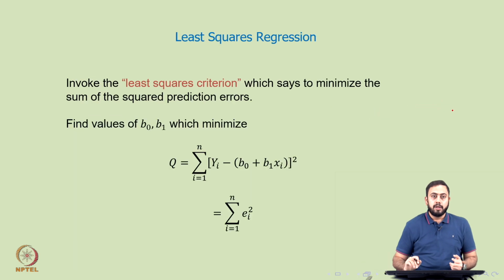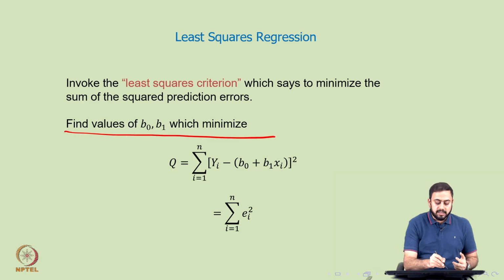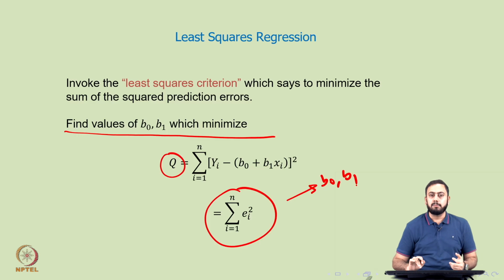Alright. Okay, so this points to the exact terminology we coined a short while back, called least squares regression. So we invoke the least squares criterion, which says to minimize the sum of the squared prediction errors. And what we are trying to do is find the values of b0, b1. If you remember, we had written down the sample regression line. There you had the two constants b0, b1, which estimate beta naught and beta 1 respectively. So in the process of minimizing this capital Q, which is nothing but summation ei square, you are trying to find the values of b0 and b1 specifically, or more mathematically.